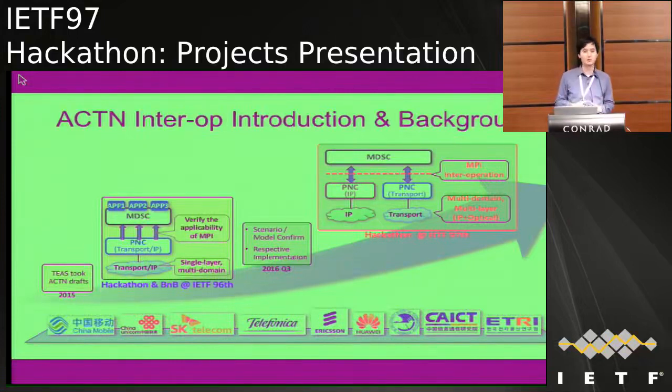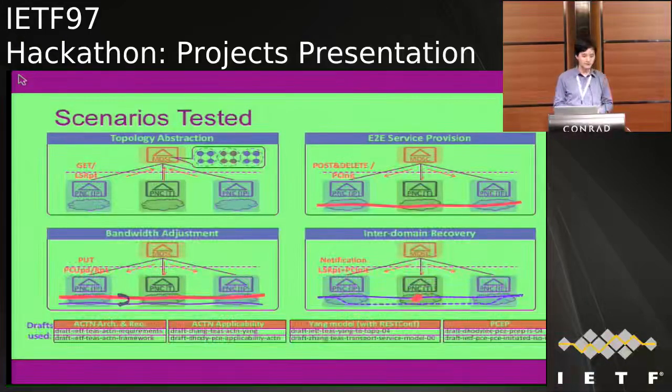After we reached an agreement, people went back home and did their own implementation, and they brought their controllers here for interaction and testing. People also agreed to test 4 different scenarios with 2 different approaches, including the RESTconf protocol and the PCE protocol. The 4 scenarios are topology abstraction, end-to-end service provisioning, bandwidth adjustment, together with interdomain recovery. The messages involved are highlighted in red, and the corresponding drafts are listed at the bottom of the page.